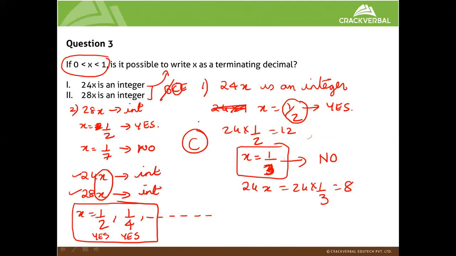All right. Any other doubts, guys, on this question? Can we move on to the next one? What is the LCM got to do with this, Santosh? I need to find out whether x is a terminating decimal or not. I'm not worried about what 24x and 28x are, right? The question is asking me information about x, and x has to be a value from 0 to 1, right? That's what the question tells me.